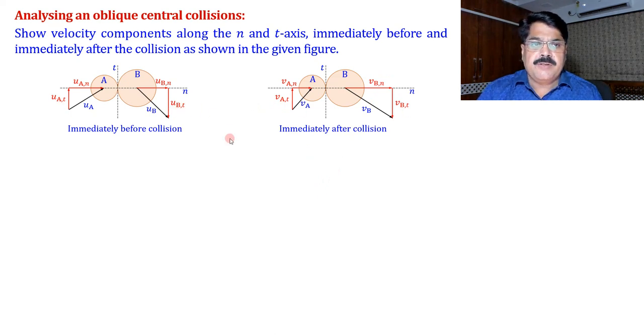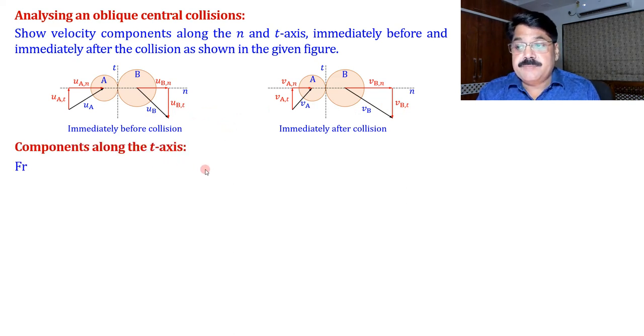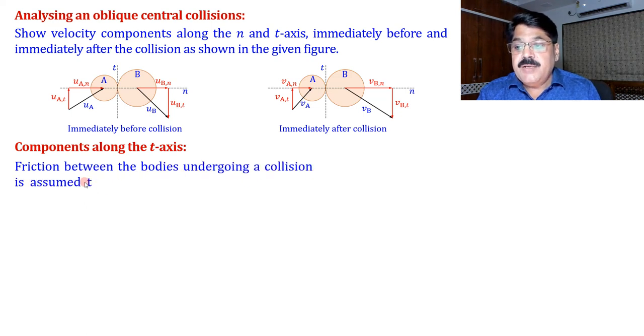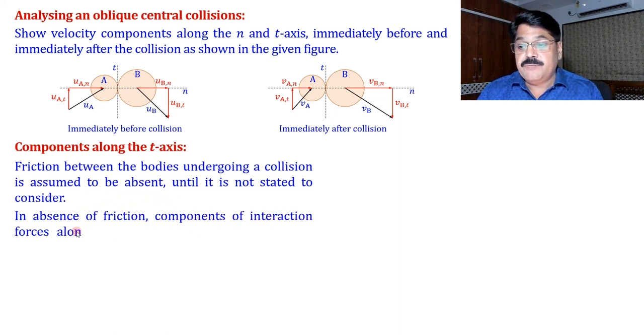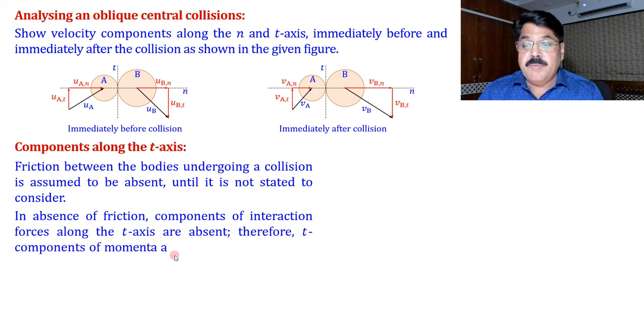So there is no change regarding the tangential component. And for normal components, we can treat the collision just like a head-on collision. Components along the t-axis: friction between the bodies undergoing a collision is assumed to be absent unless stated otherwise. In the absence of frictional forces, components of interaction forces along the t-axis are absent. Therefore, t components of momenta and velocities of the bodies undergoing collision remain unchanged.